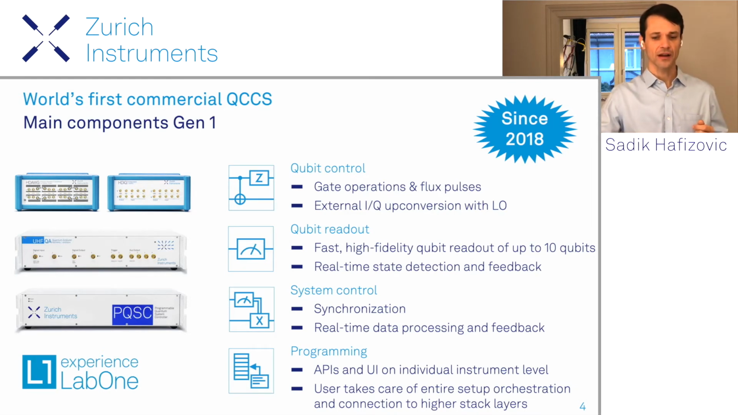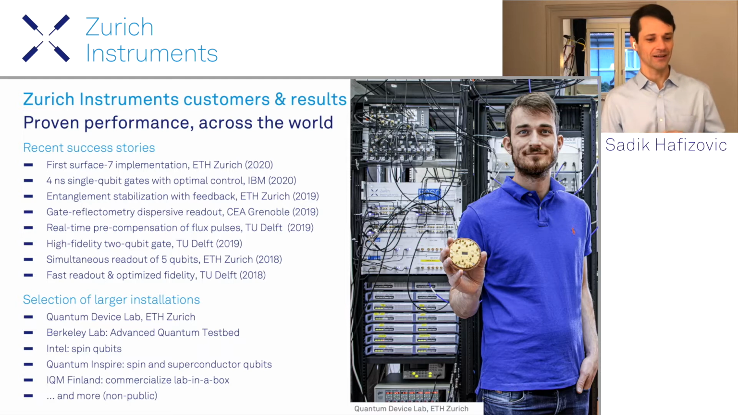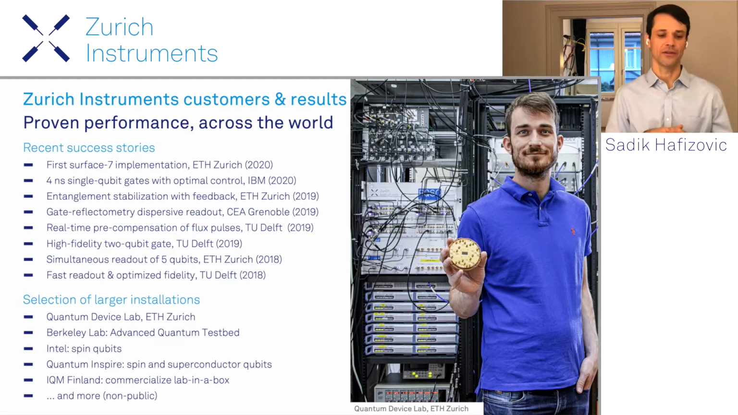So with this system available since 2018, we have clocked up a track record that I'm very happy to share. Here's a little overview of the success stories of recent times. And I'd like to point out, for example, the Surface 7 implementation, where ETH Zurich was the first to implement a surface code, and the super fast 4 nanosecond single qubit gate that IBM has implemented. And again, ETH with stabilization of qubits.